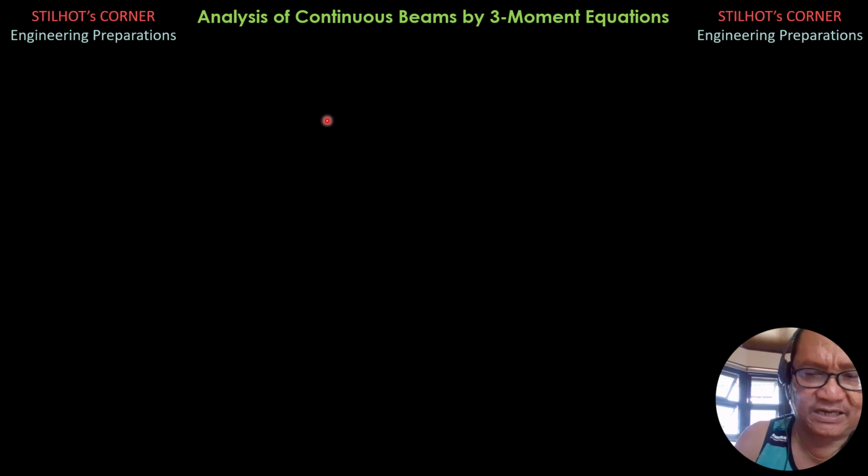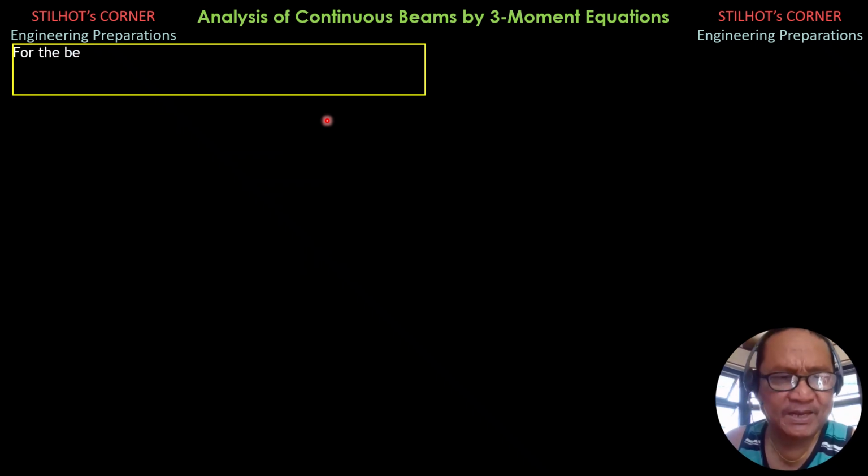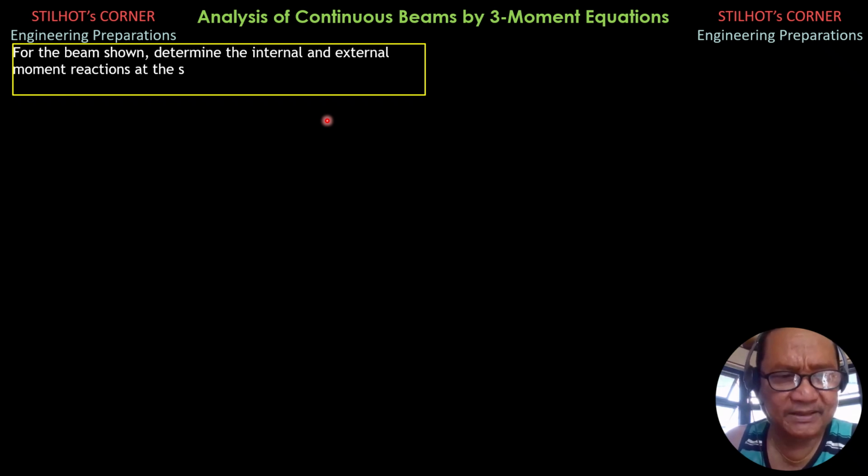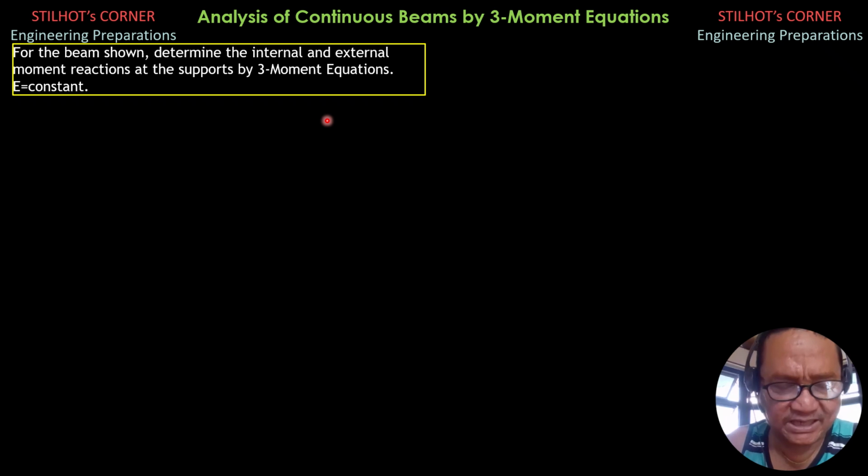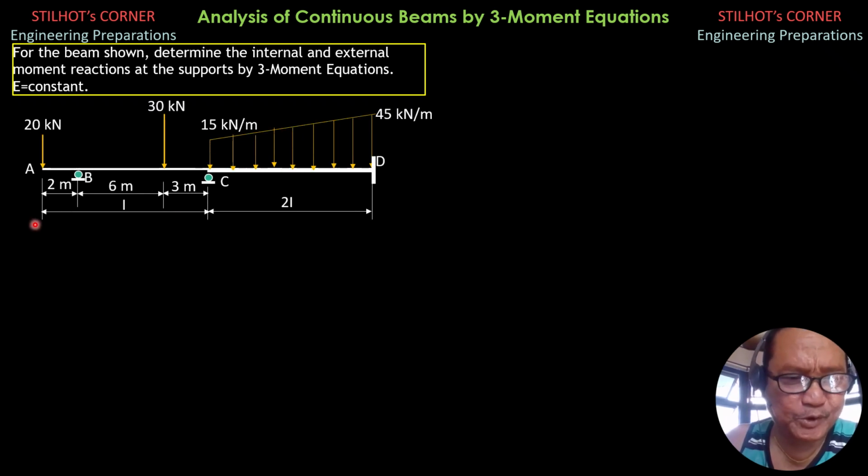So here is the problem. For the beam shown, determine the internal and external moment, internal and external reactions at the supports by three-moment equations. E is constant. So we have portion ABC with moment of inertia I and CD with moment of inertia 2I.